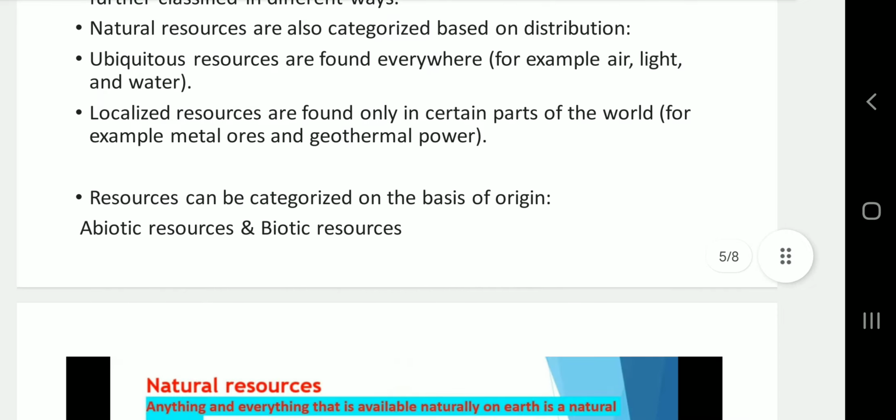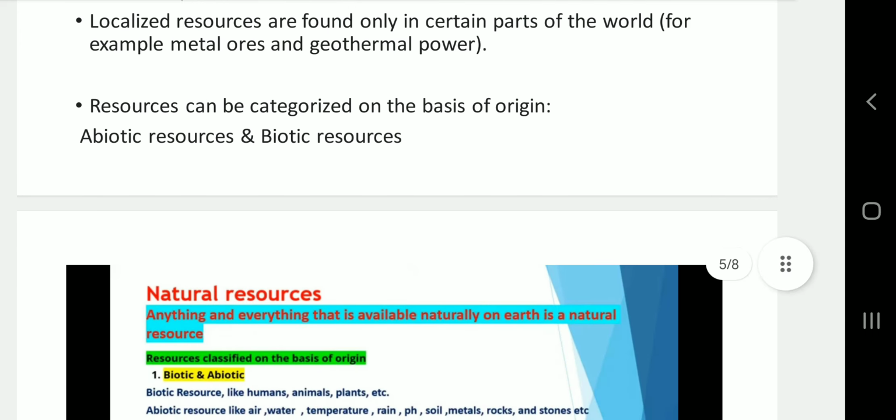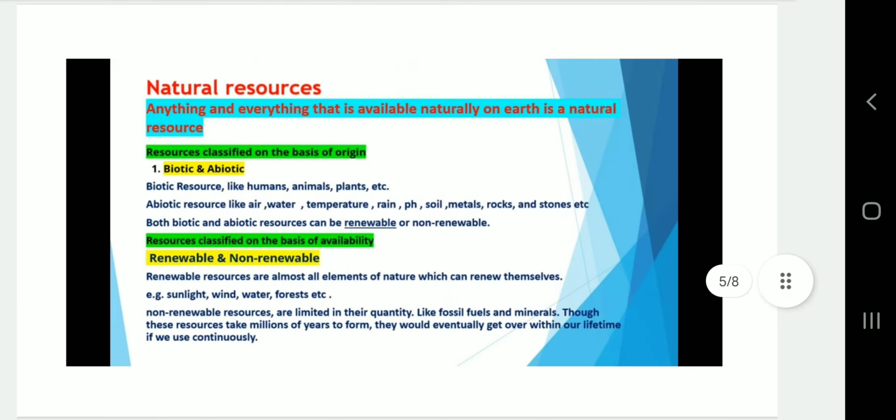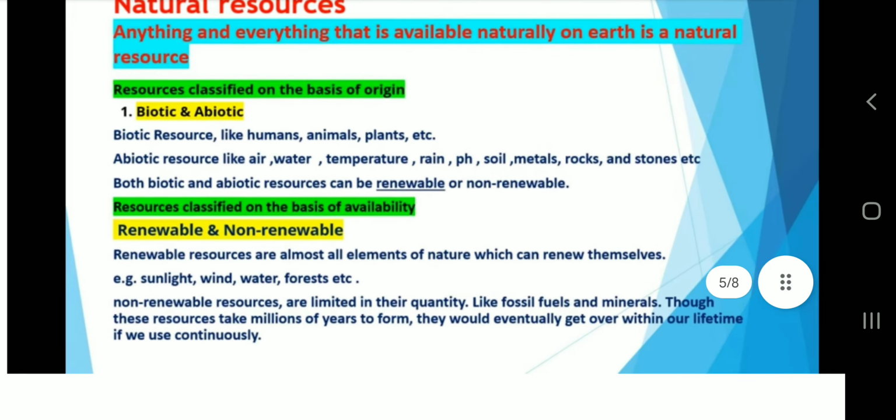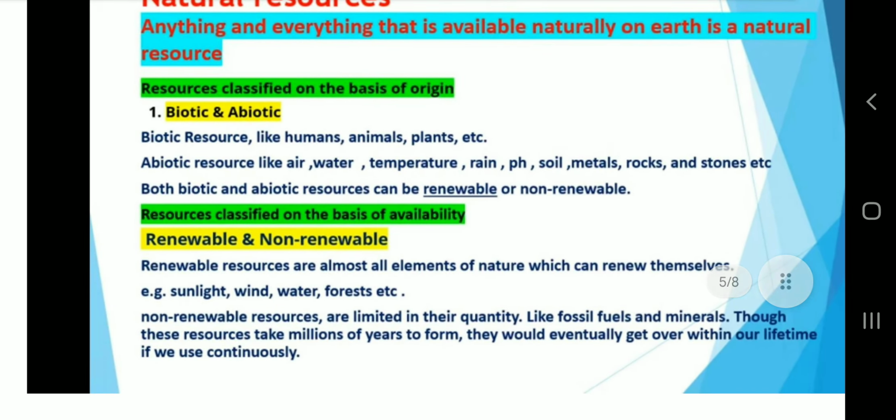Resources can also be categorized on the basis of origin. On the basis of origin, resources are classified as abiotic resources and biotic resources. Let us try to learn these things in detail. Anything and everything that is available naturally on earth is a natural resource. What are natural resources? These are things which can be anything and everything which are available naturally. So, resource classification on the basis of origin.